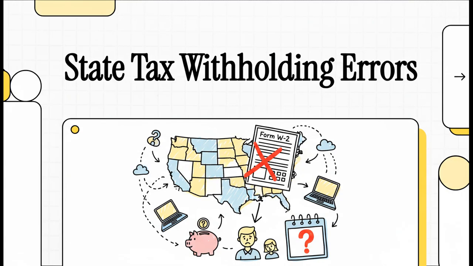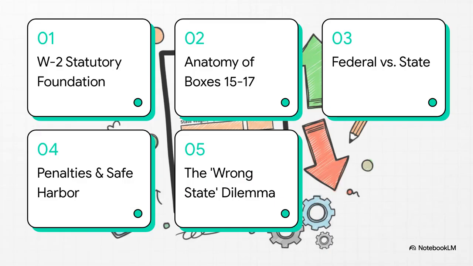All right, let's dive right in. Today, we're getting into the weeds on one of the trickiest and, frankly, highest stakes parts of payroll: mistakes in state tax withholding on the W-2. With so many people working remotely now, getting this wrong creates a massive headache for both companies and employees. So let's deconstruct it.